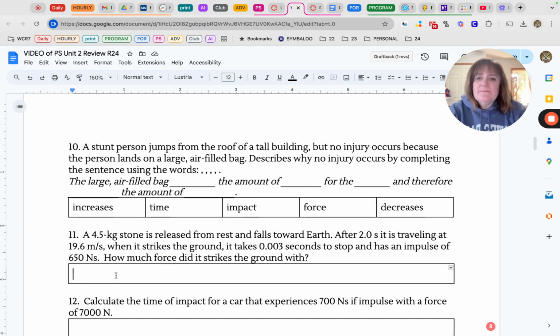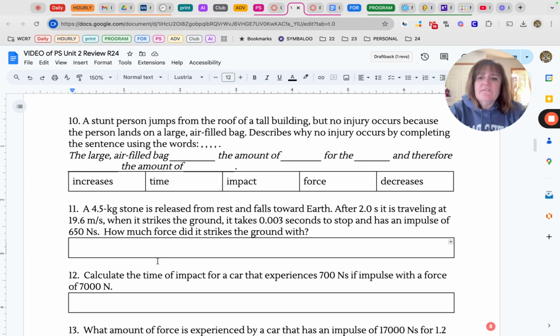Number 11, a 4.5 kilogram stone is released from rest and falls towards the earth. After 2 seconds, it's traveling 19.6 meters per second. When it strikes the ground, it takes 0.003 seconds to stop and has an impulse of 650 Newton seconds. How much force? From your formula sheet, force is equal to impulse divided by time.